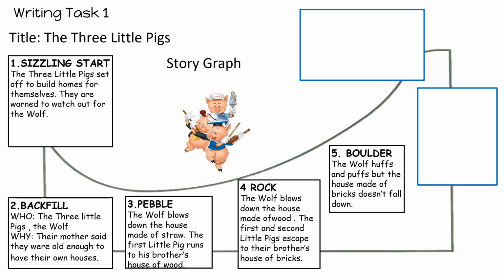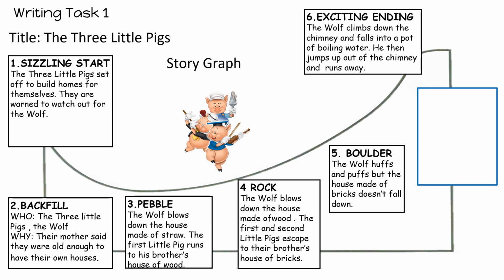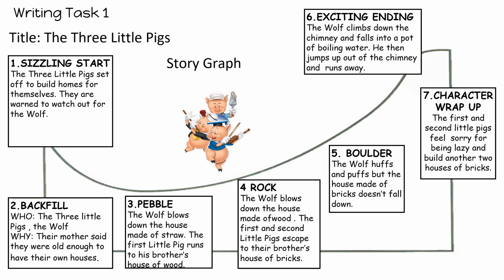Then we're coming to our resolution, our exciting ending. The wolf climbs down the chimney and falls into the pot of boiling water. Then he jumps out of the chimney and runs away. And then finally, step 7 is our character wrap-up. The first and second little pigs feel sorry for being lazy and build another 2 brick houses. And now you've created your own copy of a story graph.